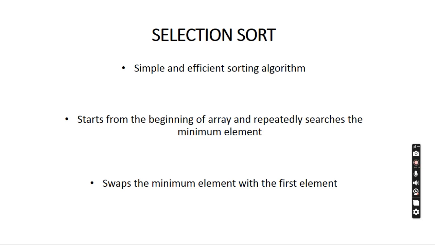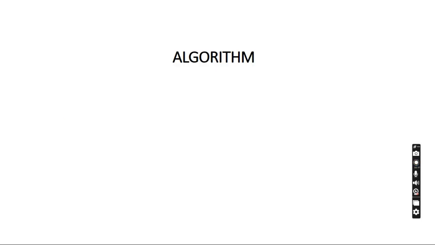It swaps the minimum element with the first element. So it finds the minimum element, and what it will do next is swap it with the first element. Then this continues for the entire list by iteration, till the end of the array. We'll look into the algorithm of selection sorting specifically next.